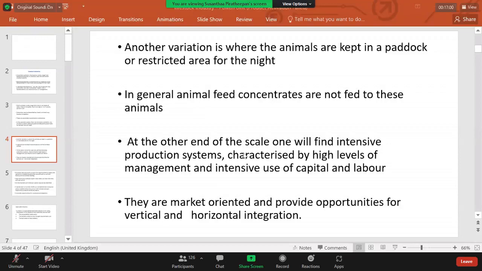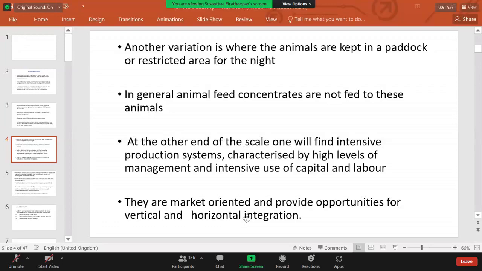So at the other end of the scale, one will find intensive production systems characterized by high levels of management and intensive use of capital and labor. So that's what I told about the intensive system. In the extensive system, you don't spend much labor or much money. You don't give more money for investment. You just have the housing and everything. You're not spending more money.